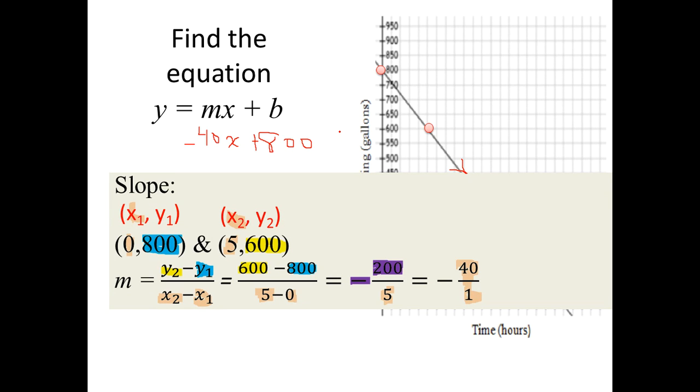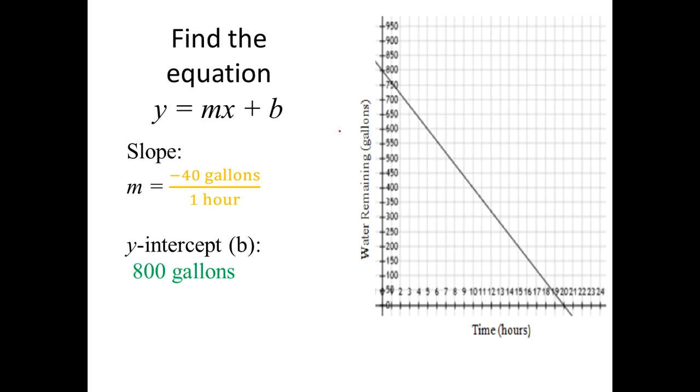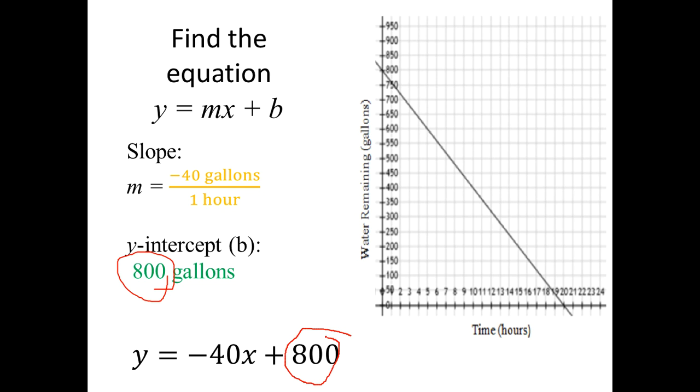Let's see how we did on the answer on the next one. Oh, here we go. Slope was negative 40 gallons per hour. That doesn't feel like a lot, but who knows. And the y-intercept was 800 gallons. So I'm going to plug them into the equation. Here's my 800 gallons. My negative 40. What do you think about that? This is my final equation of the line, folks.